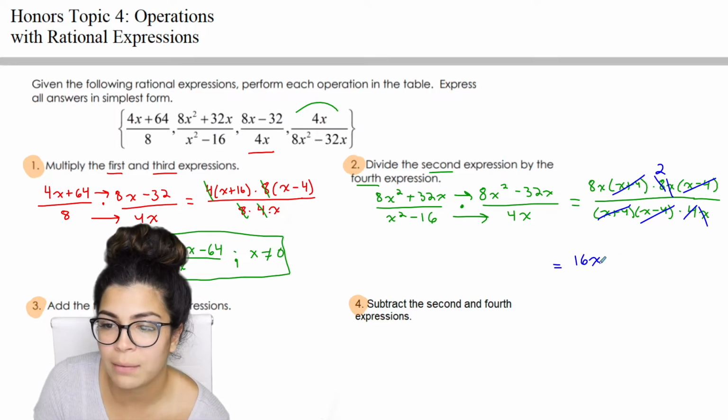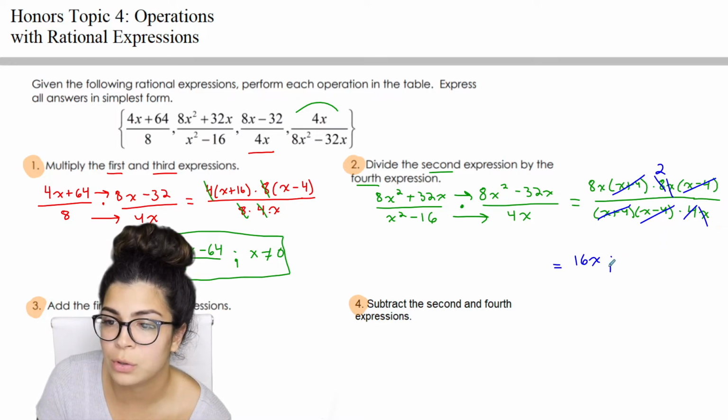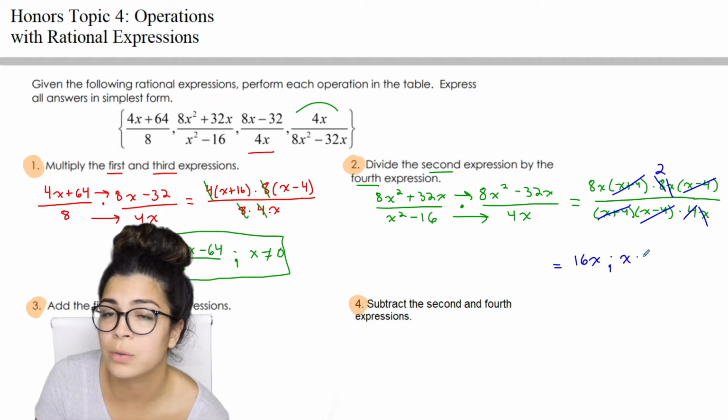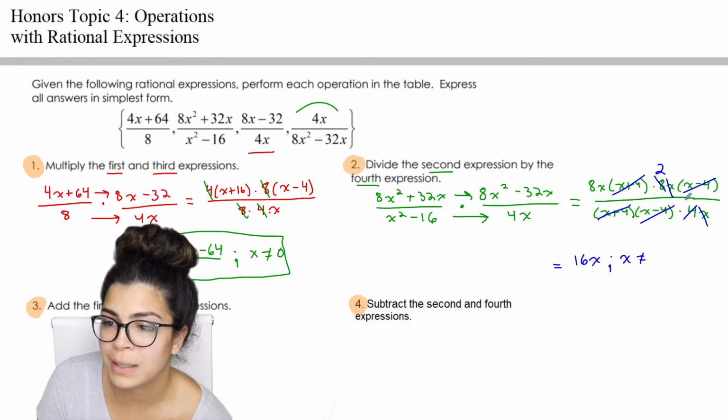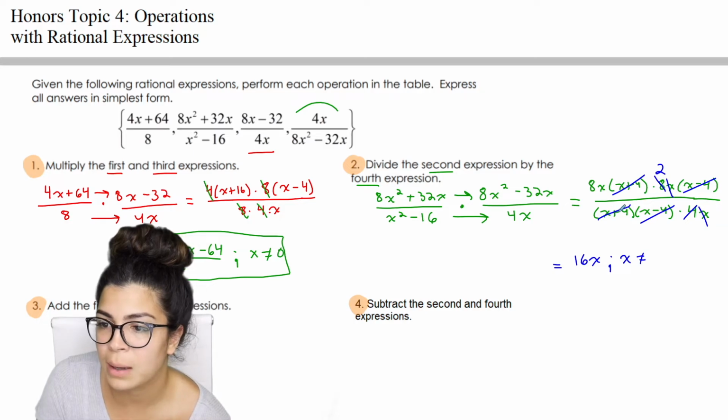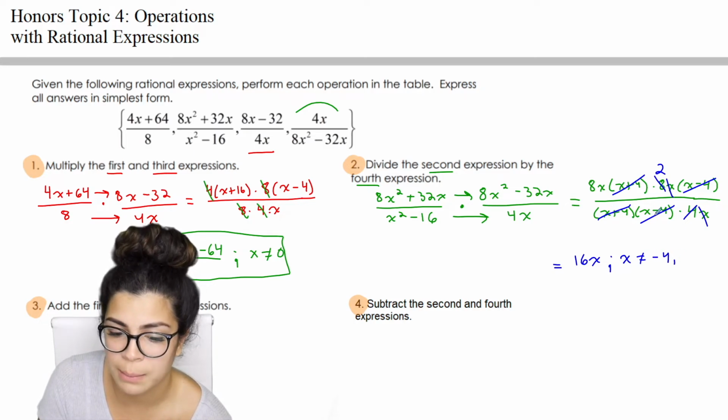Now I have a really bad habit of forgetting my excluded values, so don't forget your excluded values, and you get those before you cancel stuff out. So x cannot be negative 4, x cannot be positive 4, and x cannot be 0.